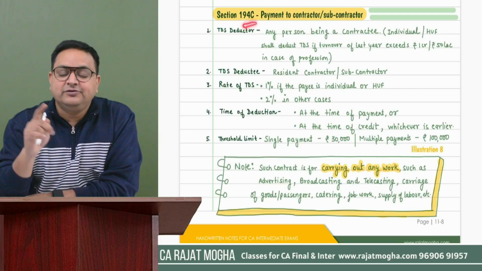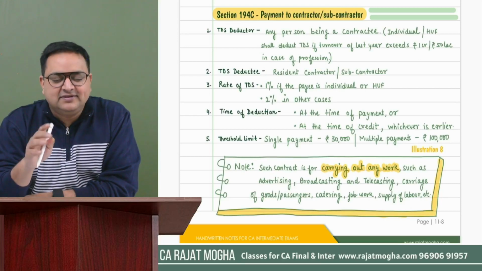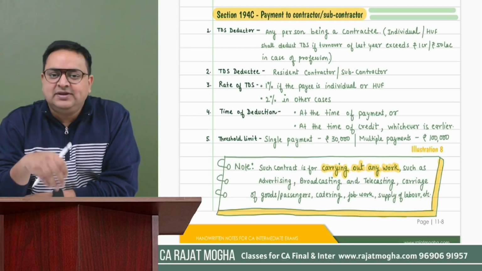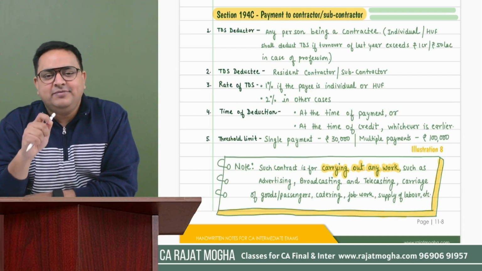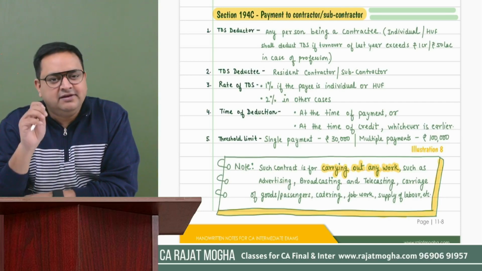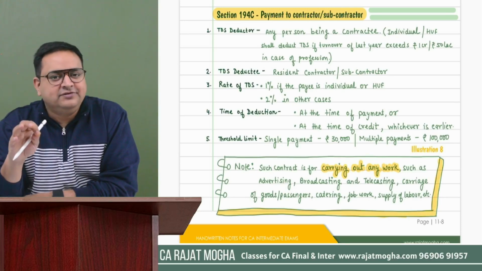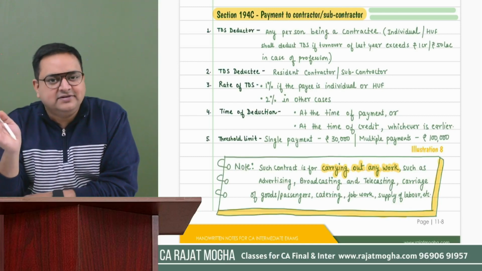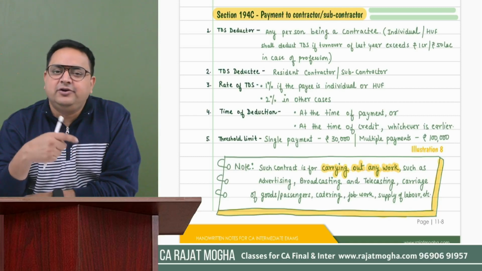But in 194C, we don't deduct TDS on personal contracts. Please remember this. In 194C, it is written also in this book, that it should not be of a personal nature. It should be of your business or professional nature. Then we are going to deduct the TDS. If it is of personal nature, then 194C will not come into the picture. We have some other section, but 194C will come into the picture only if it is related to your business or profession, right?